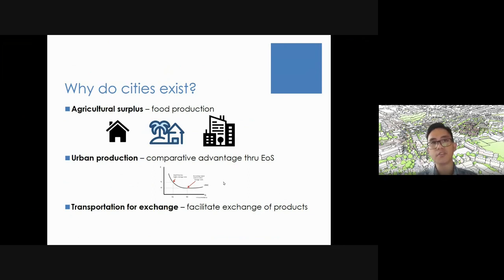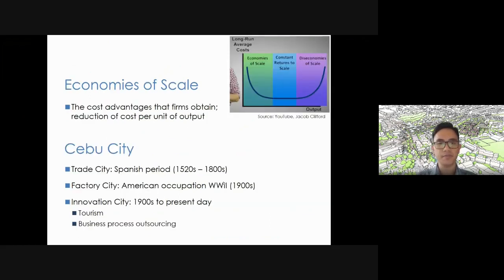And the reinforcing effect is that producing goods and services eventually becomes cheaper and then more profitable for business owners. And then transportation also became better, because through transportation, we can facilitate more exchange of products, more buying, selling, etc. So here we go. Economies of scale are the cost advantages that firms obtain, basically the reduction of cost per unit of output.